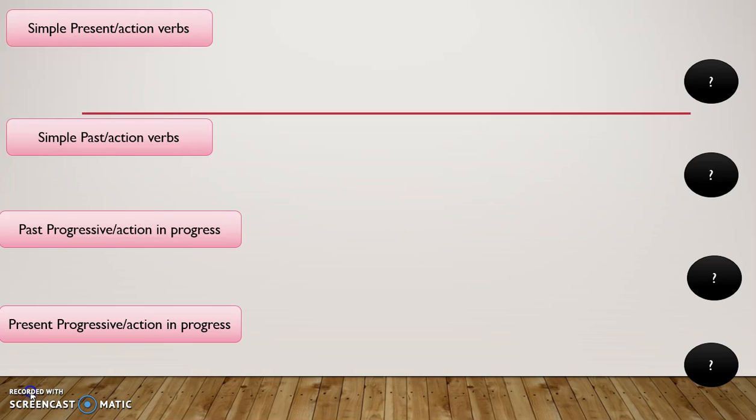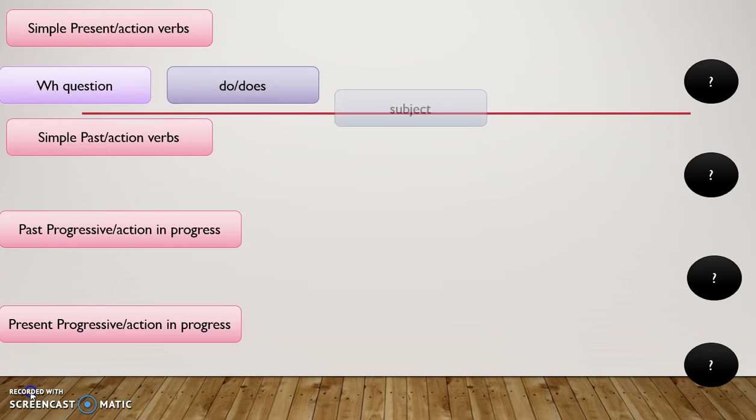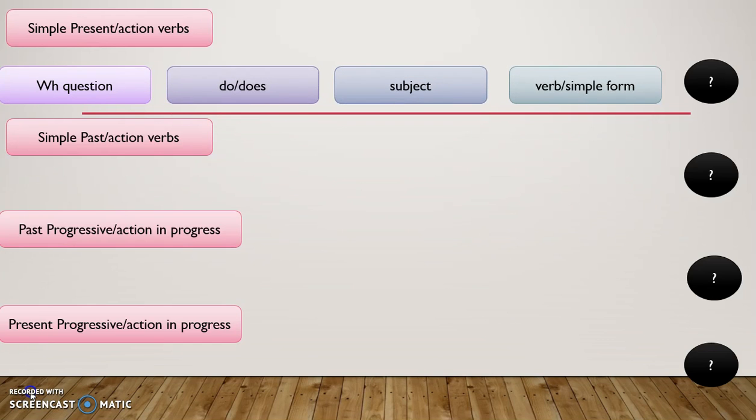So we have for simple present with action verbs, the WH question, the auxiliary do or does, the subject, and the verb in simple form. Remember that the auxiliary does is going to be used for third person singular.